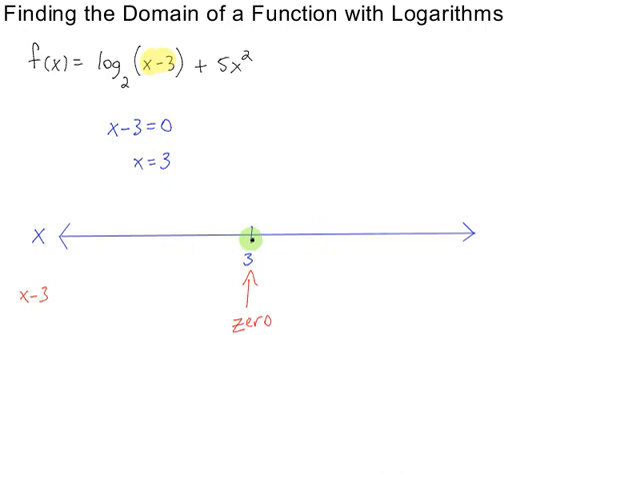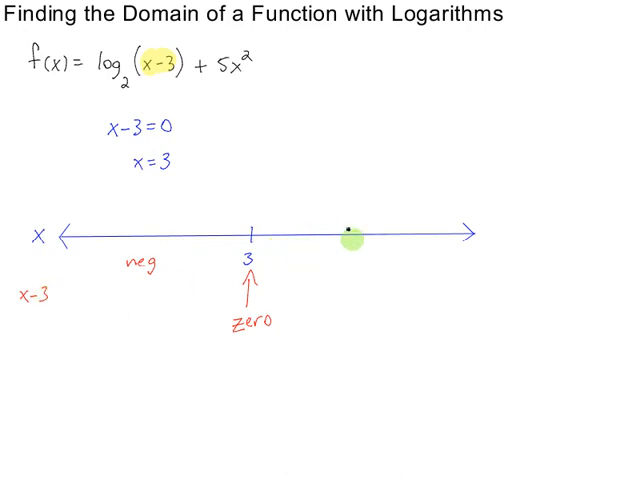Now I want to investigate numbers to the left of 3 for x and to the right of 3 for x. If I plug in a number smaller than 3 for x, like 2, then of course this is going to result in a negative number. A number smaller than 3, and then you take 3 away from it, you're going to get a negative number.